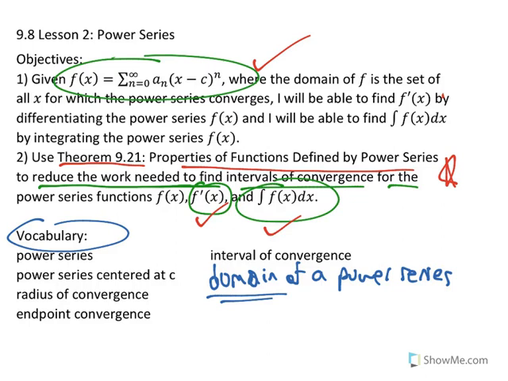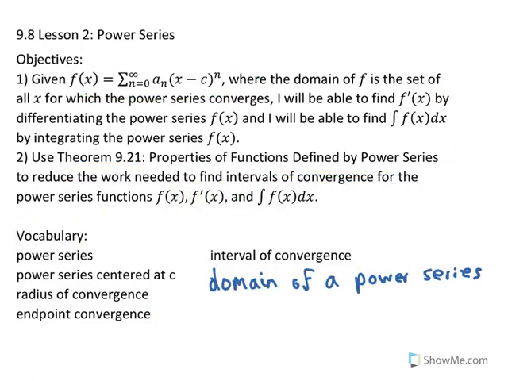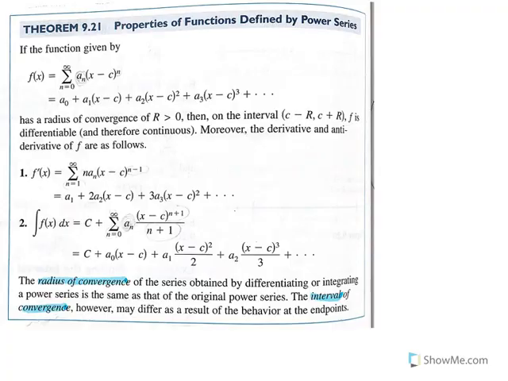So our vocabulary is power series centered at c, radius of convergence, endpoint convergence, interval of convergence, and we're adding to that the domain of a power series. So here we have theorem 9.21, properties of functions defined by power series, and let's take a look at this.